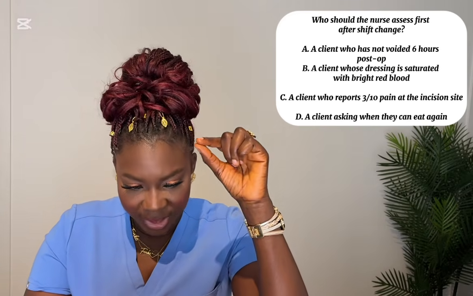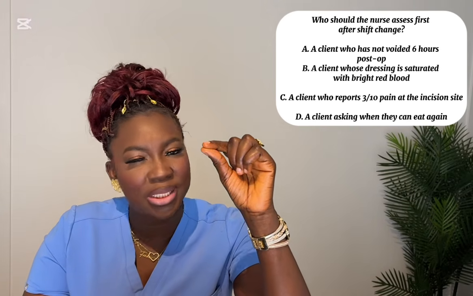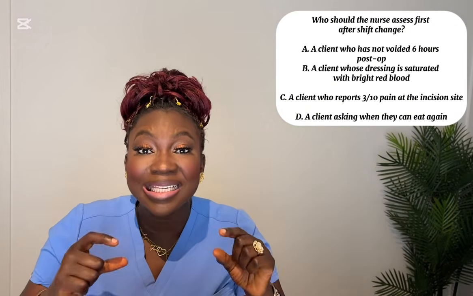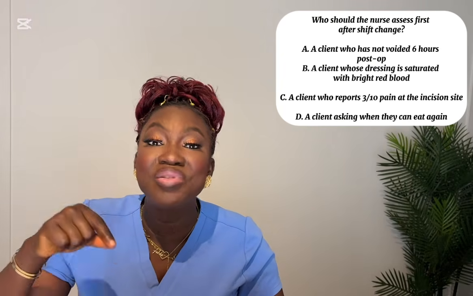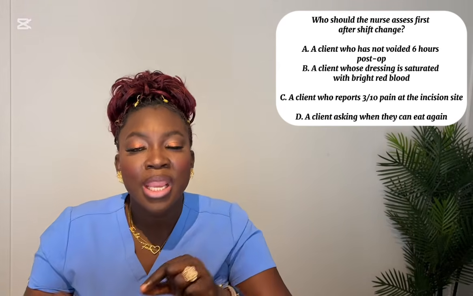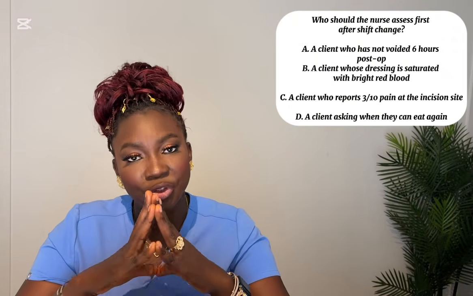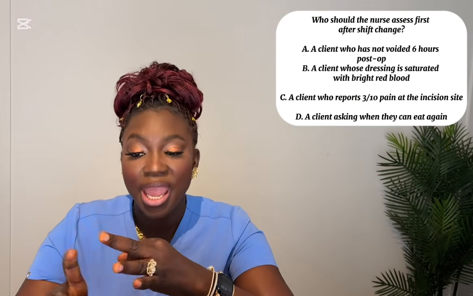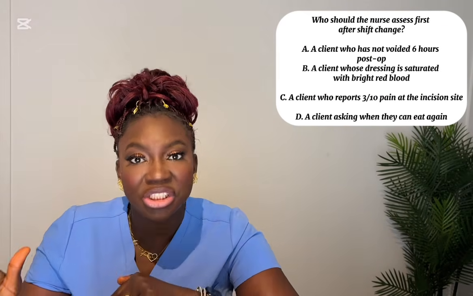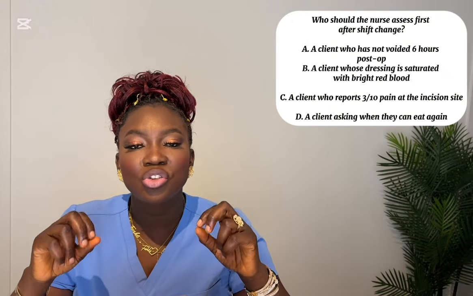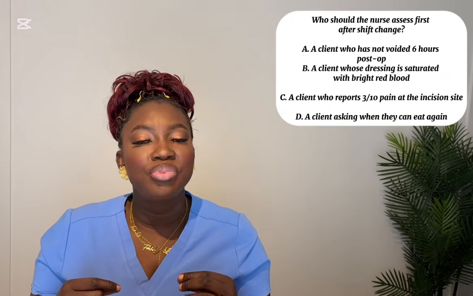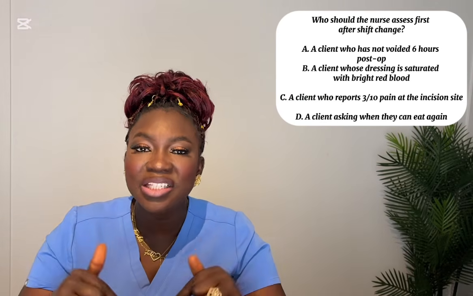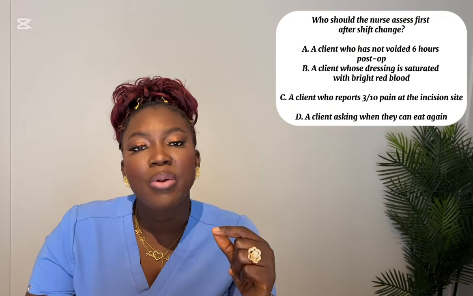Now look. A client whose dressing is saturated with, the key right there is bright red blood. That is suggesting active bleeding. They are actively bleeding. And if you watched some of my videos, I told you guys that after surgery, there are 3 things you should be concerned with: DVT, hemorrhage, and infection. Right now, this patient is hemorrhaging. They are actively bleeding because the bright red blood suggests that the bleeding is ongoing. If it were bleeding from when they had surgery, it would be dry and dark. But bright red bleeding suggests active bleeding. That is why they are your priority, because they're actively bleeding.